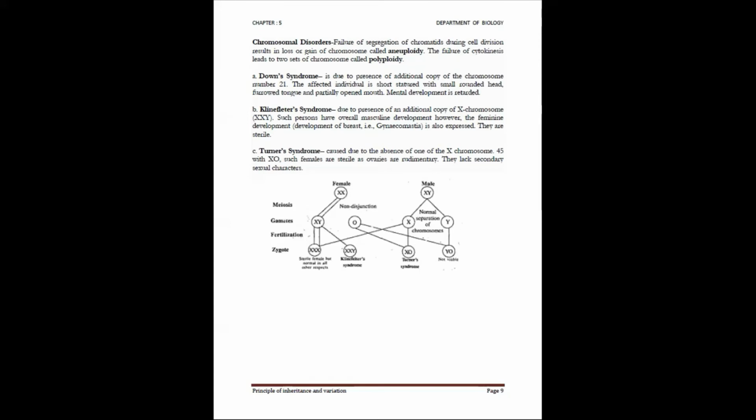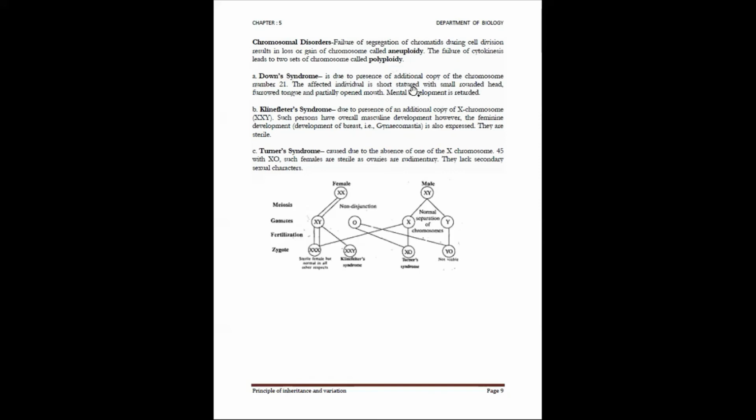So Down syndrome, yes, you have to write what is happening. That is, there is an additional copy of chromosome 21. So there are 3 chromosomes on the 21st. So it is also called trisomy. So trisomy is another name for Down's syndrome.